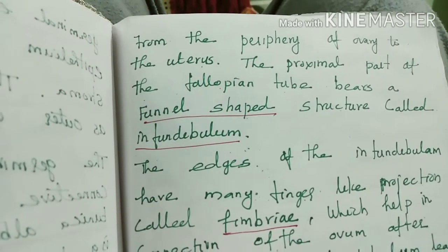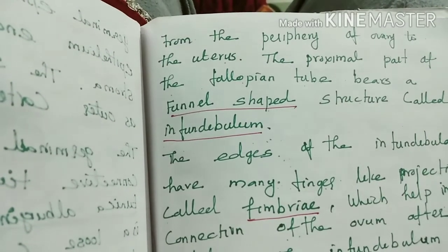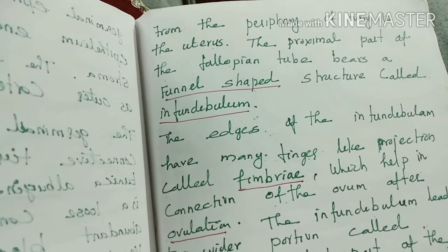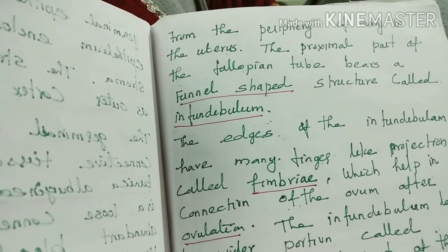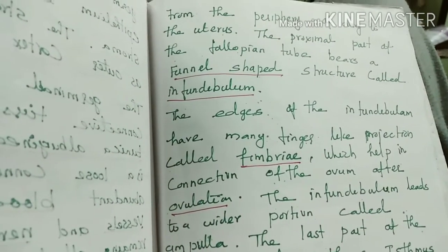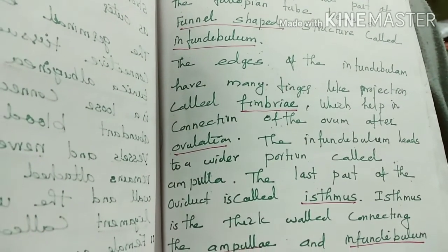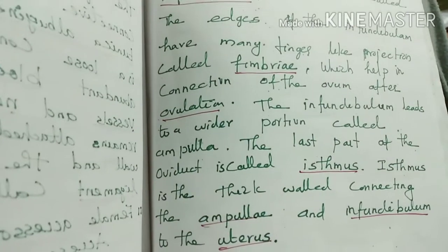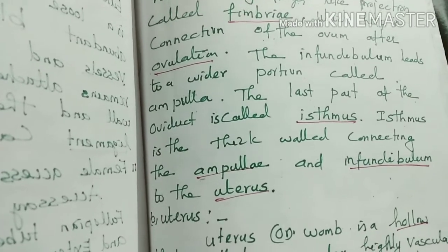The proximal part of the fallopian tube bears a funnel-shaped structure called infundibulum. The edges of the infundibulum have many finger-like projections called fimbriae, which help in collection of the ovum after ovulation. The infundibulum leads to a wider portion called ampulla. The last part of the oviduct is called isthmus. Isthmus is the thick-walled, narrow part connecting the ampulla and infundibulum to the uterus.